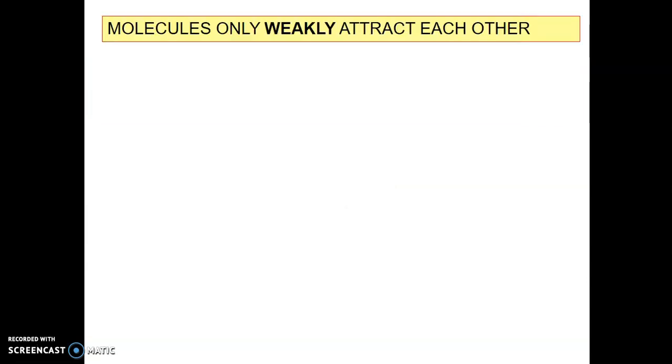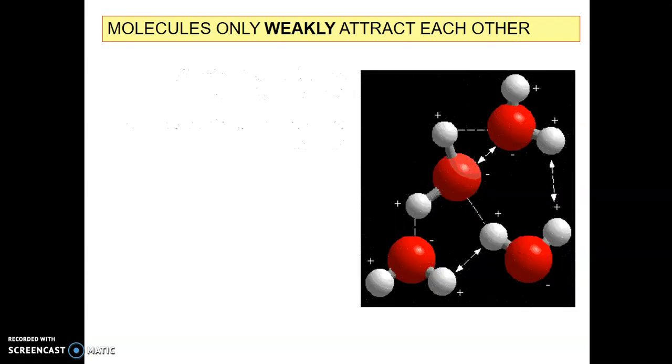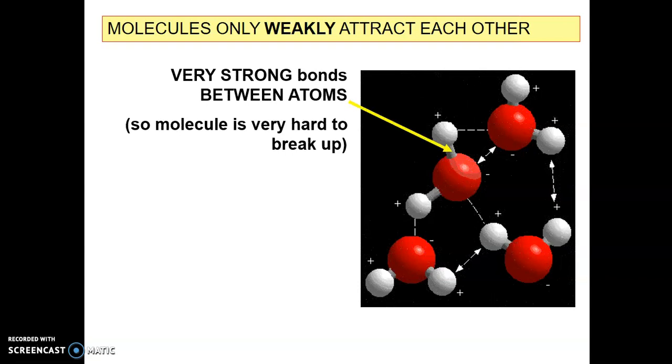The attractions between the molecules in covalent substances are weak. Okay, the covalent bonds themselves are strong. So within a glass of water, again using water as the example, there's one molecule, there's another molecule. The attractions between the molecules in a covalent substance like water are quite weak. But the attractions between the atoms in a molecule, the actual covalent bonds themselves, are strong. So that gives simple covalent substances certain properties.